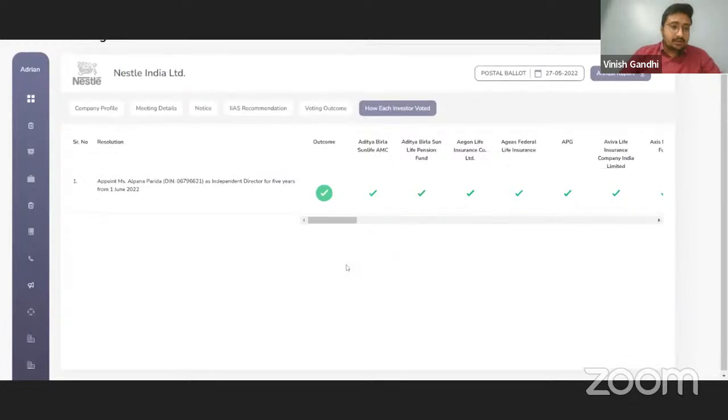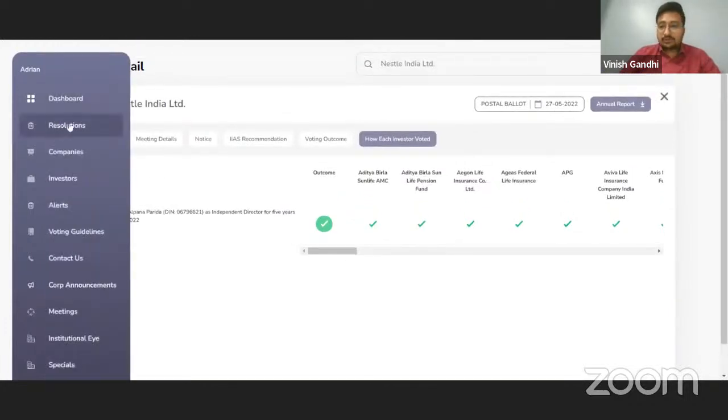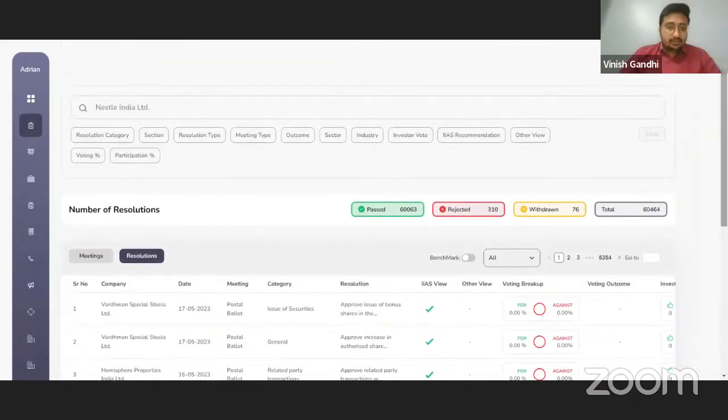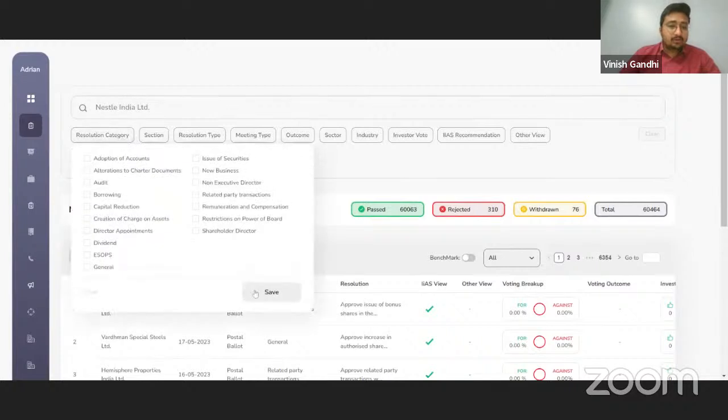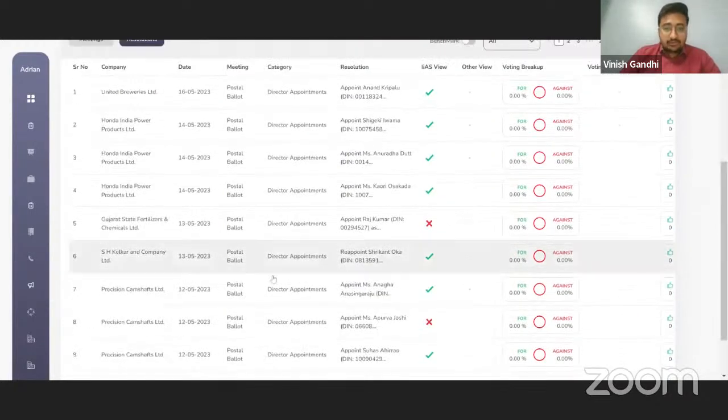Then we have something called the resolutions view, which will allow you to search for resolutions and also fine tune your search further. So what we have done is to help you fine tune your search. We have added various filters over here. So for example, if you're looking for a particular resolution category, you may select it directly from here, click on save, and only those particular resolutions will show up. For example, if I'm looking for director's appointment, I'll select this, I'll click on save, and only those resolutions will show right here.